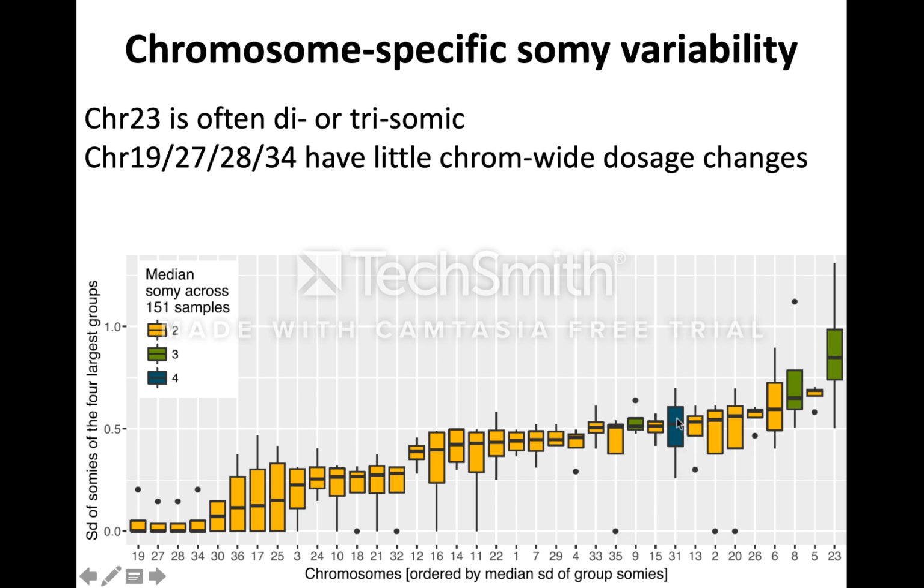trisomic or pentasomic. What you see on the other extreme is chromosomes 19, 27, 28, and 34, which are nearly always disomic. Why we see the spectrum of dosage changes is not entirely clear. We know that chromosome 23 harbors a set of drug resistance genes and therefore may vary more for that reason, but explanations for this pattern across the genome are still ongoing, and there's more detail on this in Franssen et al.'s paper.